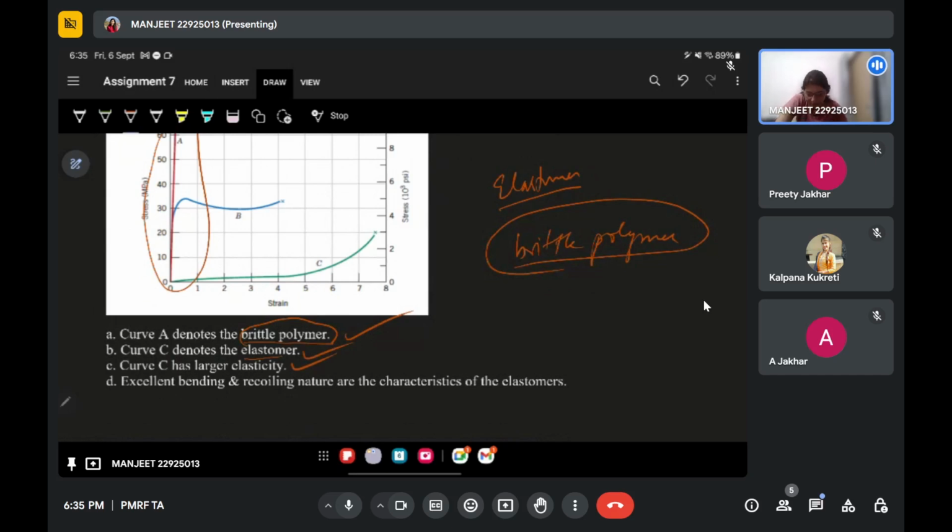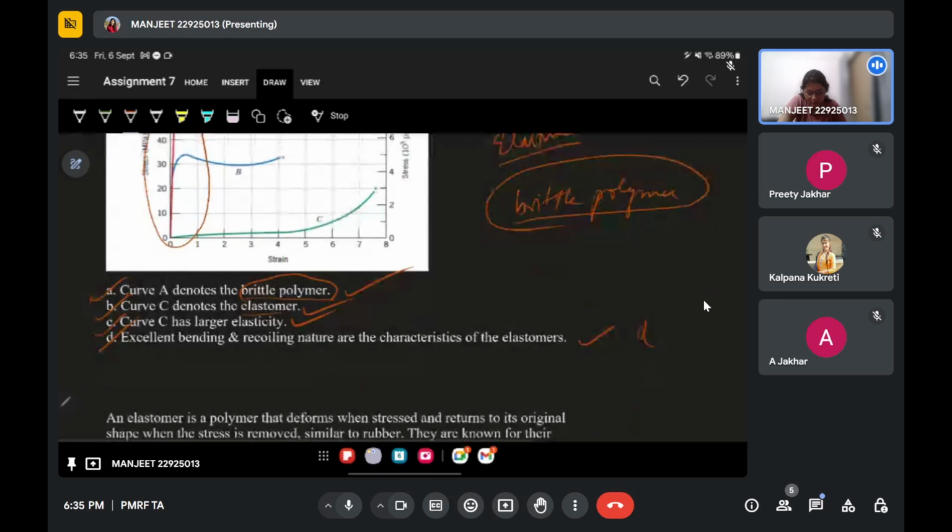In the D part, excellent bending and recoiling nature are the characteristics of the elastomer. Yes, excellent bending: how much it is bending and it is recoiling. That is the nature of the elastomer. So D is also the correct answer. So A, B, C and D all are the correct answers corresponding to this figure.